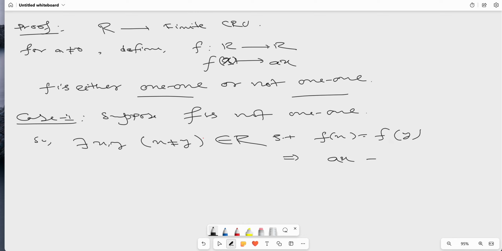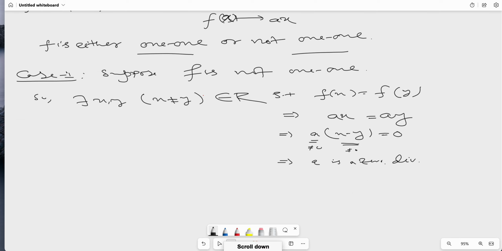So it means that ax equals ay. It means that a times (x minus y) is 0. So a is a non-zero element, and x and y are not equal, so x minus y is a non-zero element. So this is not 0, this is not 0. Okay, what does it mean? Two non-zero elements give me 0. That means that a is a zero divisor. So if f is not 1-1, then a is a zero divisor.